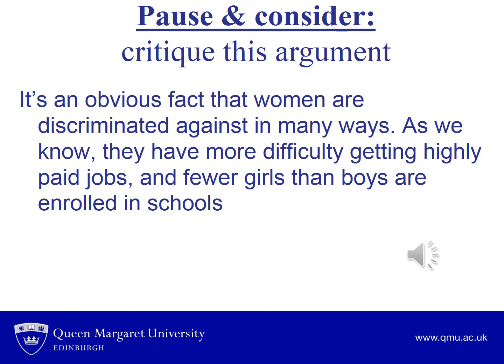Now, we have discussed how to assess the strength and weakness of an argument. Now, have a look at this argument. It says, it's an obvious fact that women are discriminated against in many ways. As we know, they have more difficulty getting highly paid jobs, and fewer girls than boys are enrolled in schools. Now, what do you think about this argument? Could you critique this argument, look at the strengths and weaknesses, and how could you make it stronger? Are the reasons justified? Is there evidence backing the reasons?